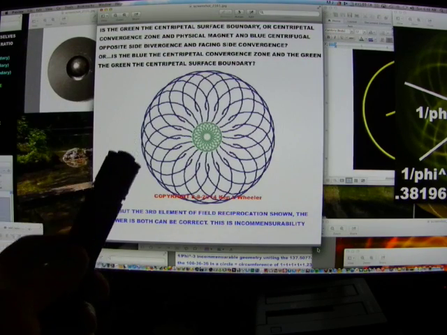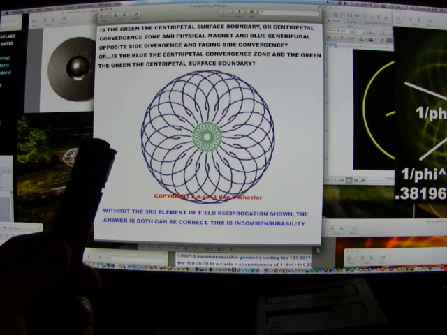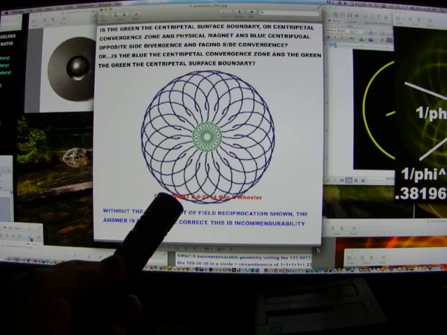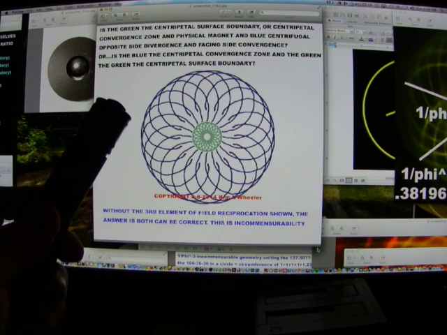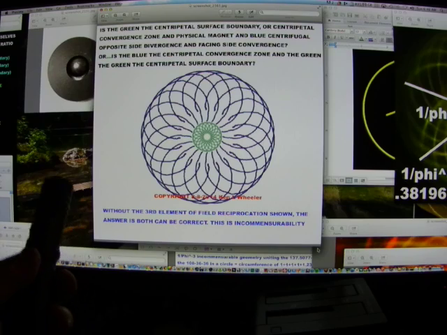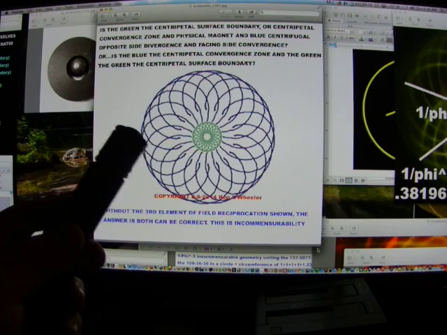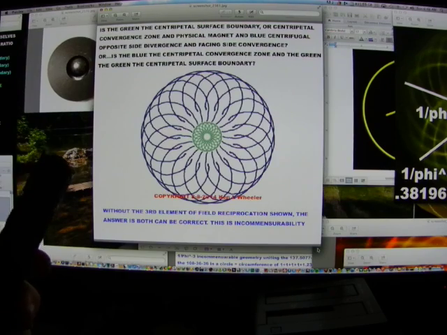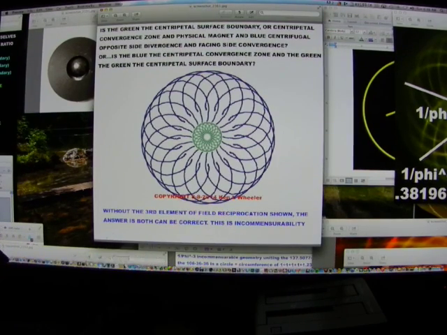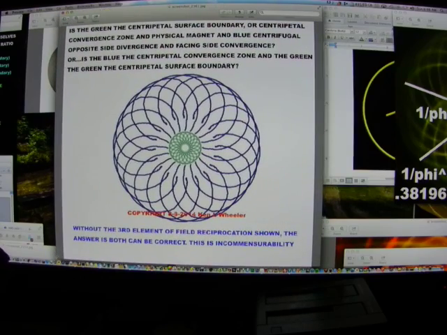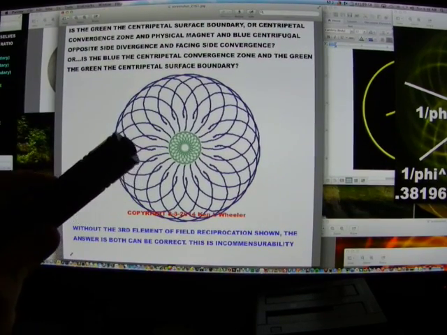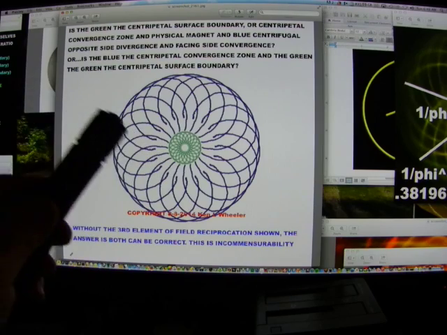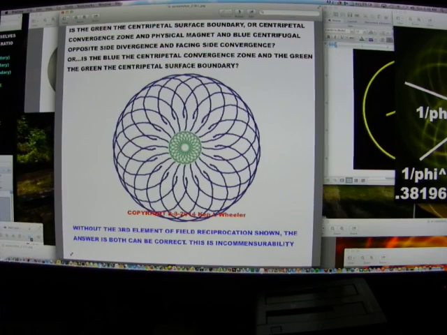Now, is the green the centripetal surface boundary, or centripetal convergence zone and physical magnet, and the blue is the opposite side divergent facing side convergence? Or is the blue the centripetal convergence zone, and the green the centripetal surface boundary? Well, without the third element, you cannot tell. It's impossible to tell this. Without a third element to show what side is what, and what is converging, and what is diverging, you cannot tell from this. That is another point of incommensurability.